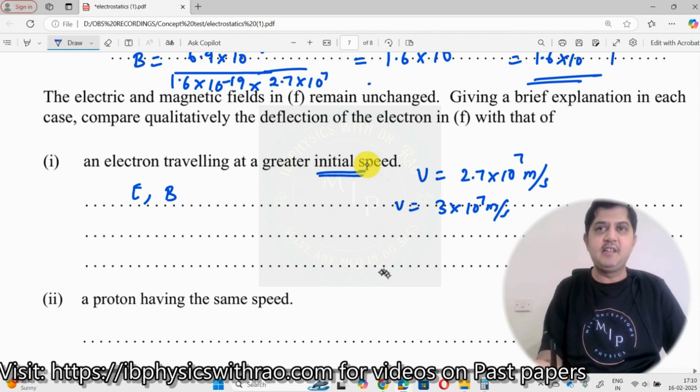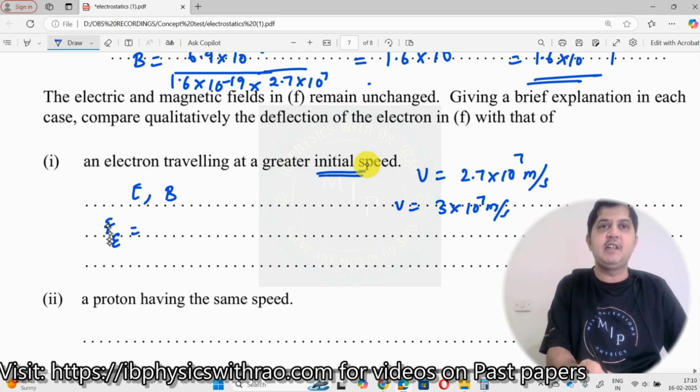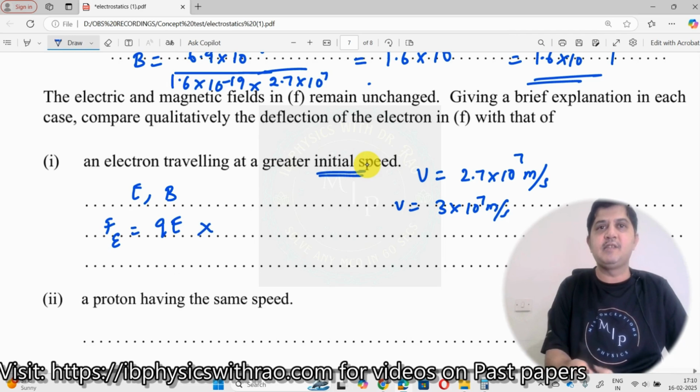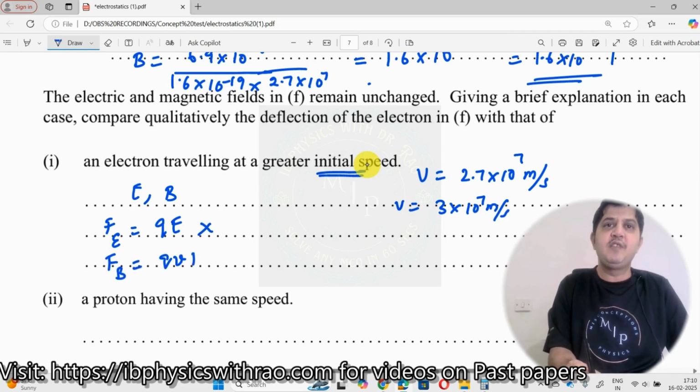Now if this is increased, let us write down separately the forces. Fe, the electric force, is given by qE. Is there a velocity here? There is no velocity here. So this will not get affected. What is Fb? Fb is nothing but qvB. B is same, E is same, q is same, but v is changing. v is increasing, so Fb will increase.